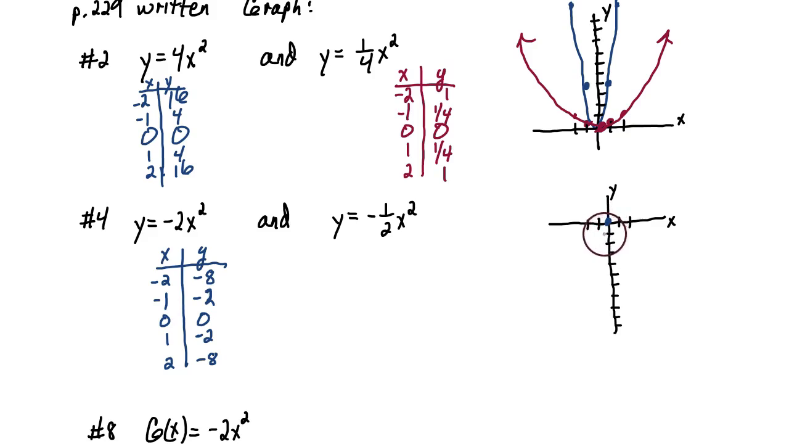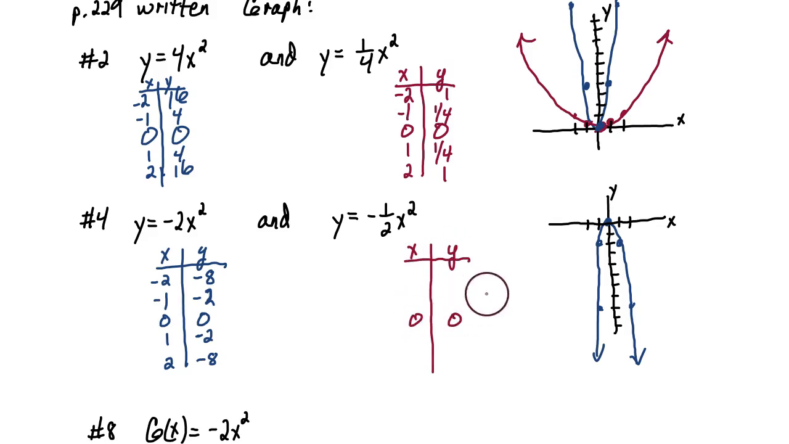0, 0, negative 1, negative 2, and 1, negative 2, and negative 2, negative 8 is here, and positive 2, negative 8 is here. So here's this parabola. And now the other one.